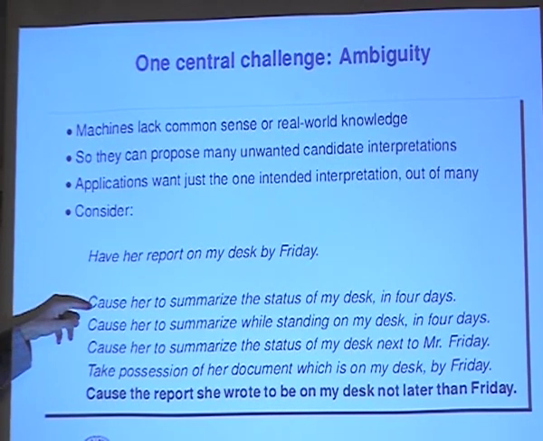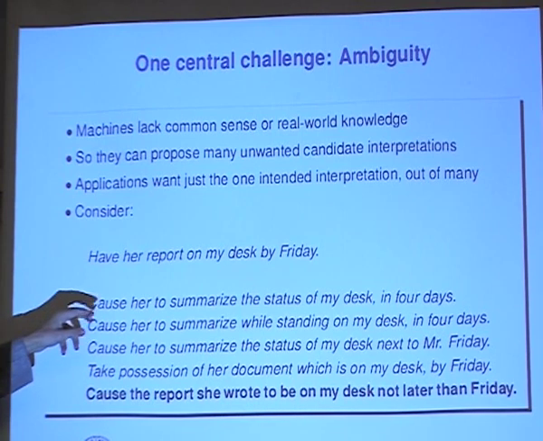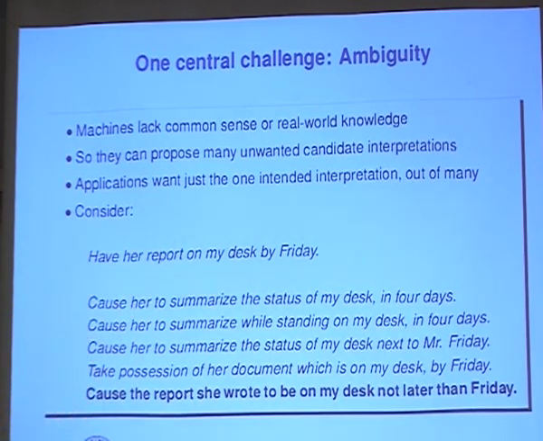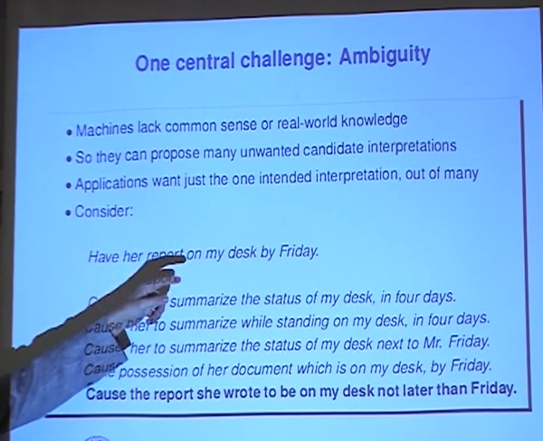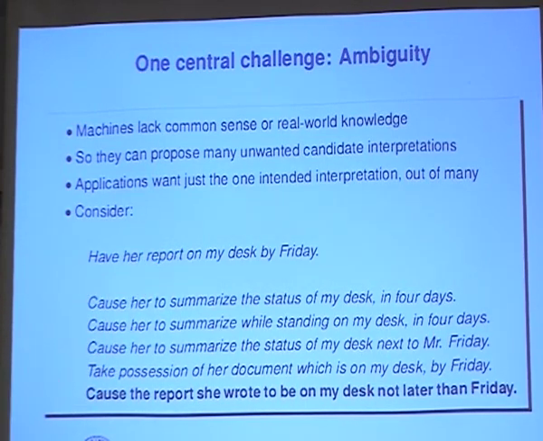Let's cause her to summarize the status of my desk. So tell her to come in and tell me whether I ordered this brand new lovely desk and it just hasn't showed up. I want that representative to show up and give me a report. When am I going to see my nice new beautiful desk? And she's got 4 days to do it because today's Monday. By Friday I need to know. Or maybe I want her to stand on my desk while she's giving a report about something. I don't care what. But whenever she reports, she should be standing on my desk. Not a friendly interpretation, but perfectly reasonable in terms of the literal meaning of the words in the sentence.